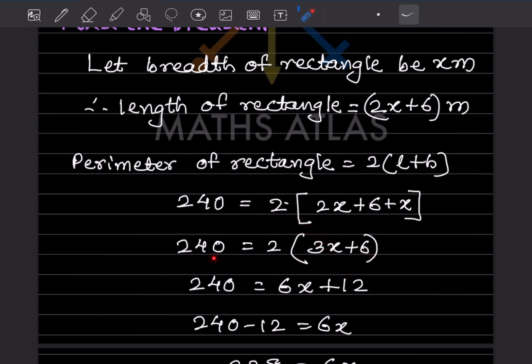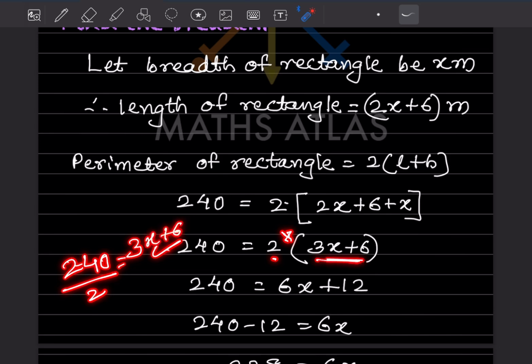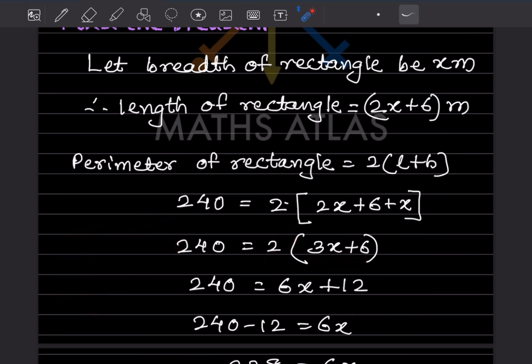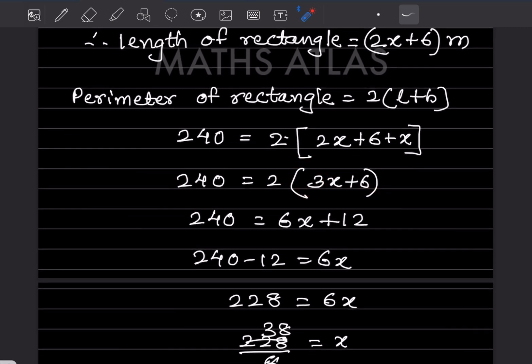Or we can also do one thing where after this step we can write 240, and here is multiplication, so this is going to get divided, and then you can write it as 3x plus 6. This will stay together because here is multiplication. So this will be 120 is equal to 3x plus 6. Or you can just expand it here in this step. So it's up to you. You can do it anyway.